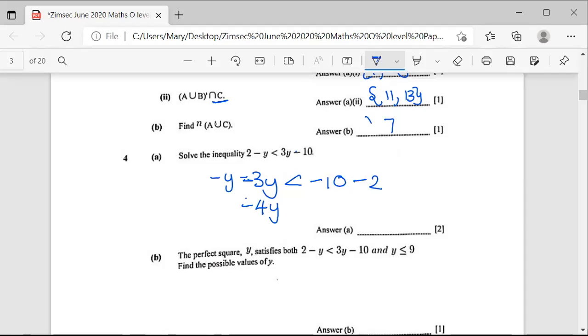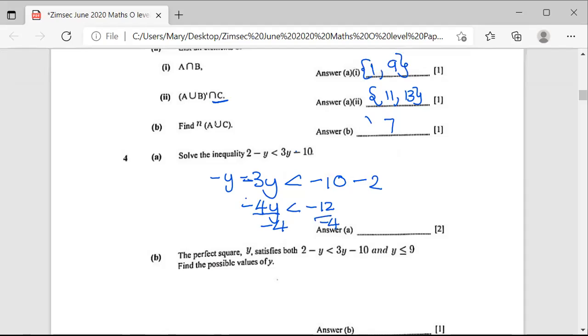Is less than minus 12. Then you divide by minus 4. But the moment you divide by a negative sign, whenever you're doing inequality, the inequality sign changes. So this becomes y is greater than, because I have divided by a negative number, the inequality sign will change, which gives you y is greater than 3.